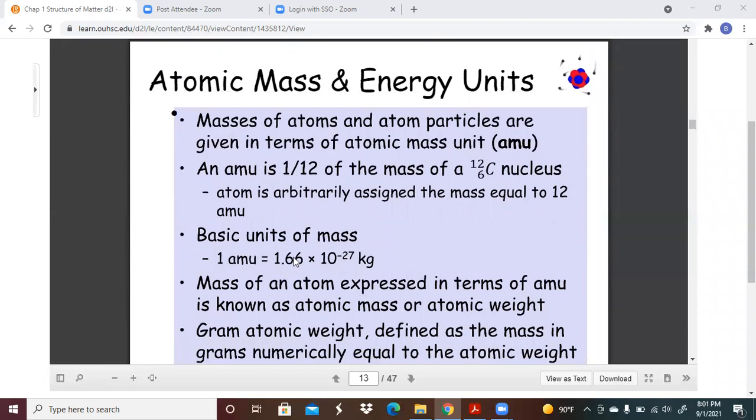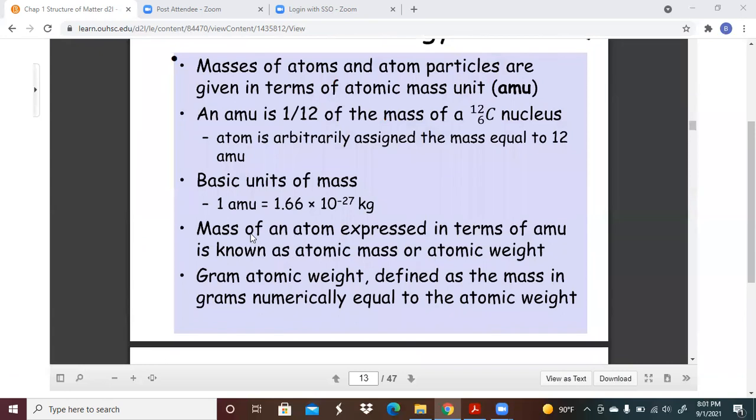Masses of atoms and atomic particles are given in terms of atomic mass units. We use this because, as you can see here, one atomic mass unit is a very, very small amount when measured in kilograms, so sometimes it's just easier to work with these small units. An atomic mass unit, or AMU, is 1/12 of the mass of a carbon-12 nucleus. The atom is arbitrarily assigned a mass equal to 12 AMU.